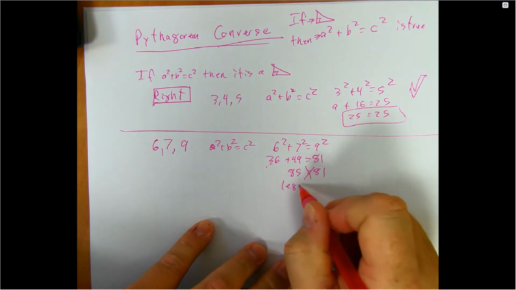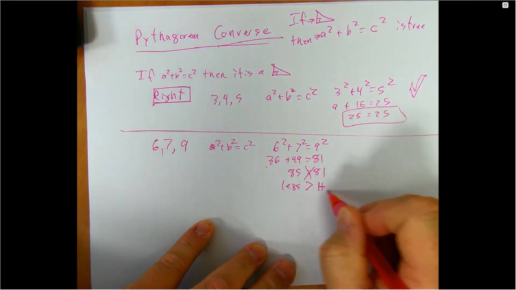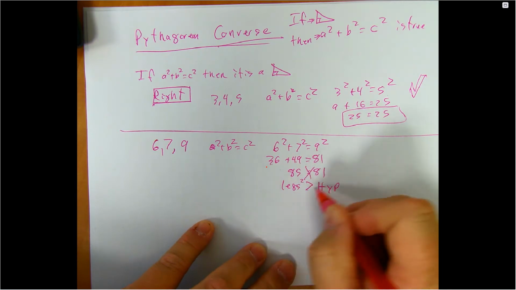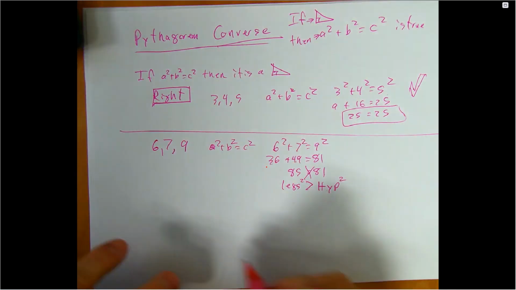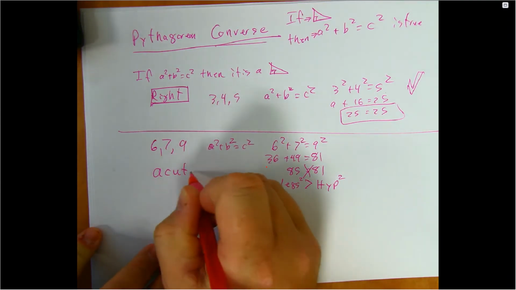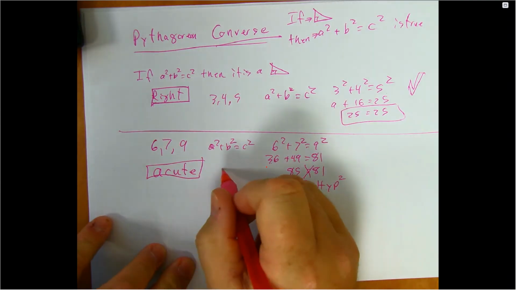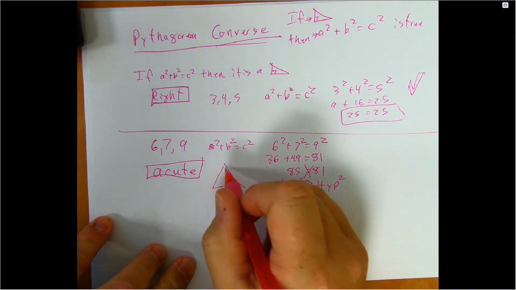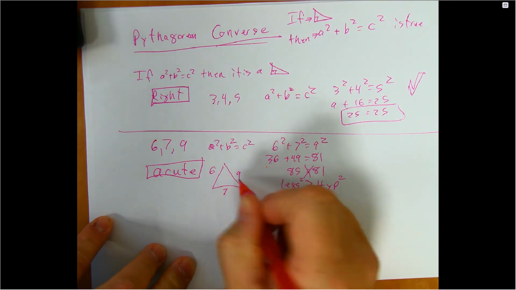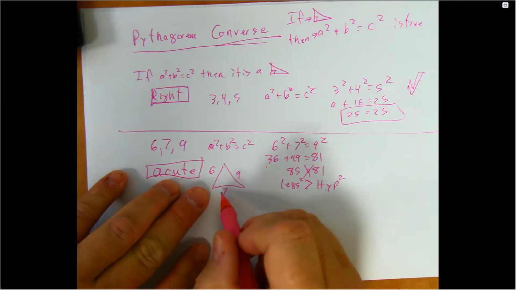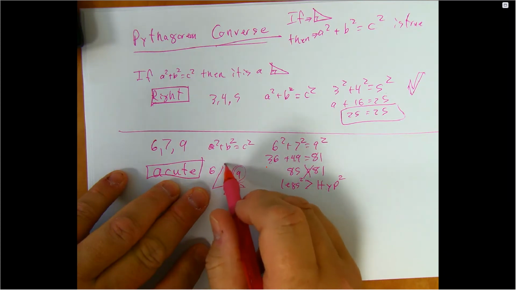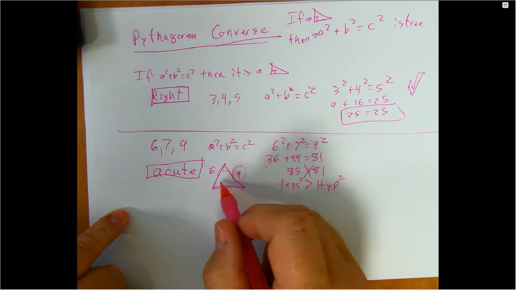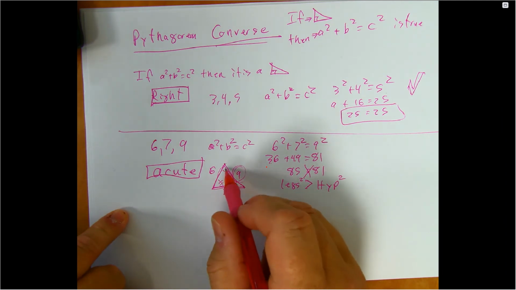The legs were bigger than the hypotenuse. So legs squared is bigger than hypotenuse squared. That makes this not a right triangle, but acute. So an acute triangle, meaning that the angles are less than 90, 6, 7, and 9. And that kind of makes sense because if I have too much leg for the hypotenuse, that means it has to spread out pretty far, and each of these angles stays acute.